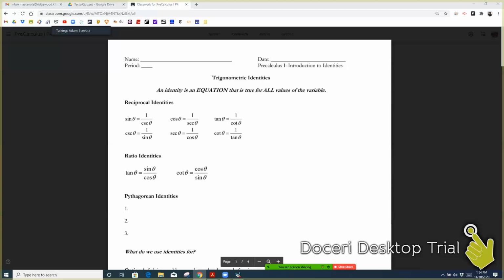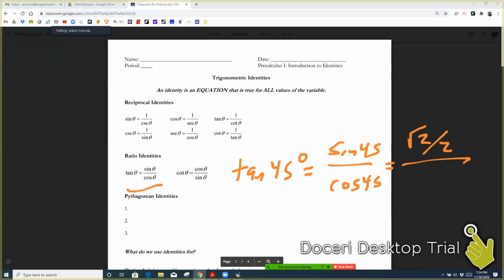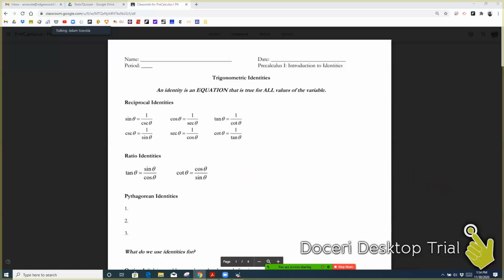Let's look at the tangent of 45 degrees. According to this, that's equal to the sine of 45 over the cosine of 45. What's the sine of 45? Root 2 over 2. What's the cosine of 45? Root 2 over 2. What's root 2 over 2 over root 2 over 2? It's the same number divided by itself, so it's 1. What's the tangent of 45? 1. So yes, tan is equal to sine over cosine, and then the reciprocal, cotan, is equal to cosine over sine. Those are the 2 ratio identities.